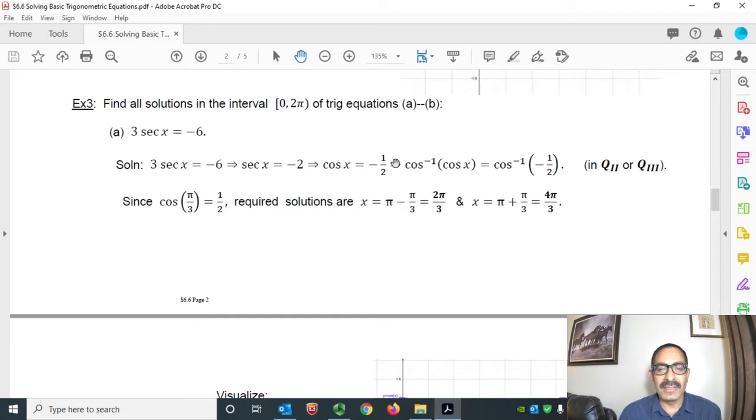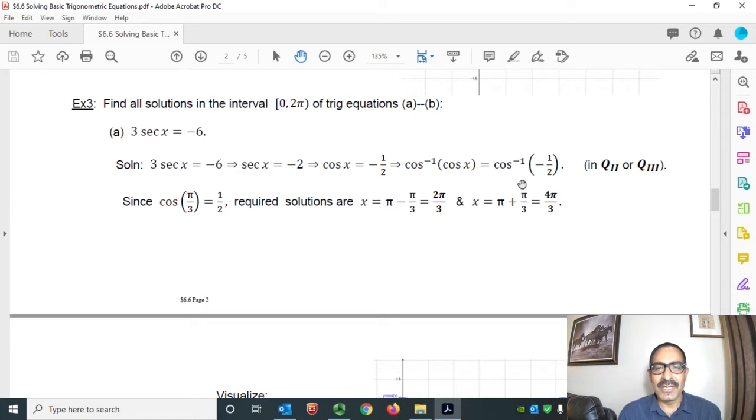The cosine x is negative in the second quadrant and third quadrant. So to solve this equation, apply the inverse cosine to both sides. So we have here inverse cosine of cosine x equals inverse cosine of -1/2.